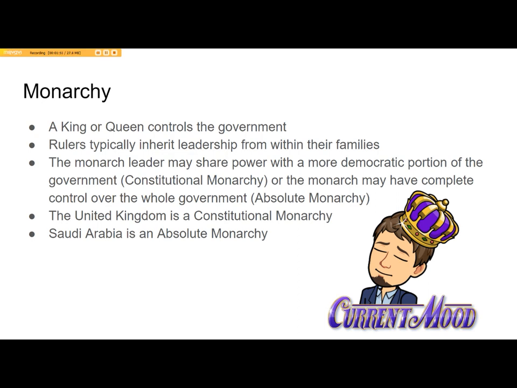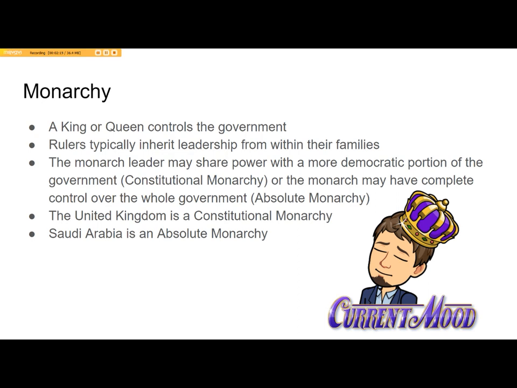If you're what's called a constitutional monarch, you share some of your ruling power with a type of democratic government. If you're an absolute monarch, you control everything. You set the laws, you create the laws, you run the country, and citizens within your country have little to no say about it. The United Kingdom would be an example of a constitutional monarch.